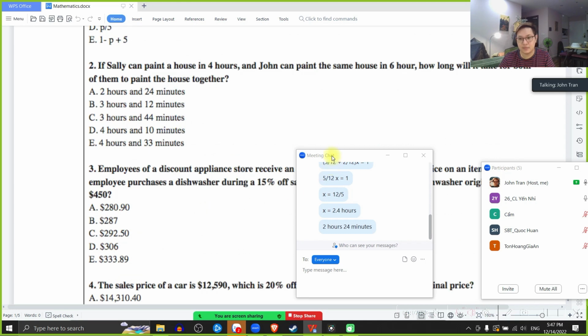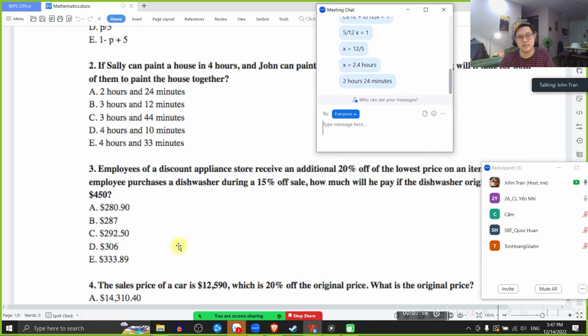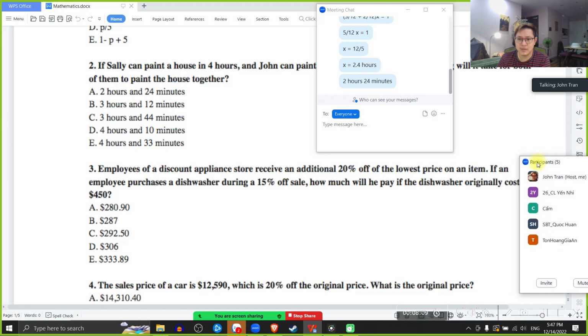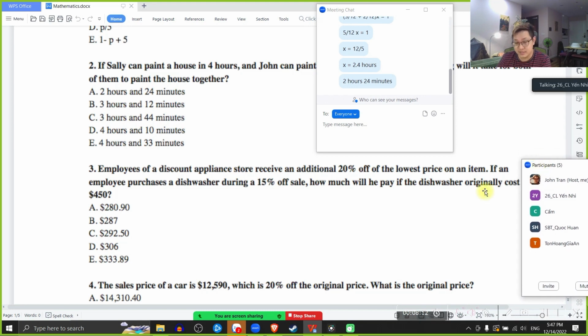Các bạn làm bài số 3 đi, please. Như đọc thầy đi. Employees of a discount appliance store receive an additional 20% off of the lowest price on an item. Em đọc nhanh quá. Why do you need to speak fast? Can you try again? Đừng đọc nhanh lắm. Yeah. Employees of a discount appliance store receive an additional 20% off of the lowest price on an item.